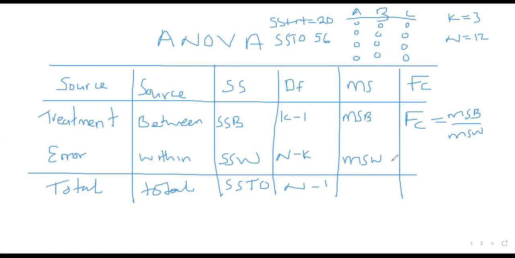So what do we put here? Sum of square between is the same as sum of square treatment, which is 20, right? Sum of square total has already been given, which is 56. So here we're going to put 20, and here we're going to put 56. Then the difference here.